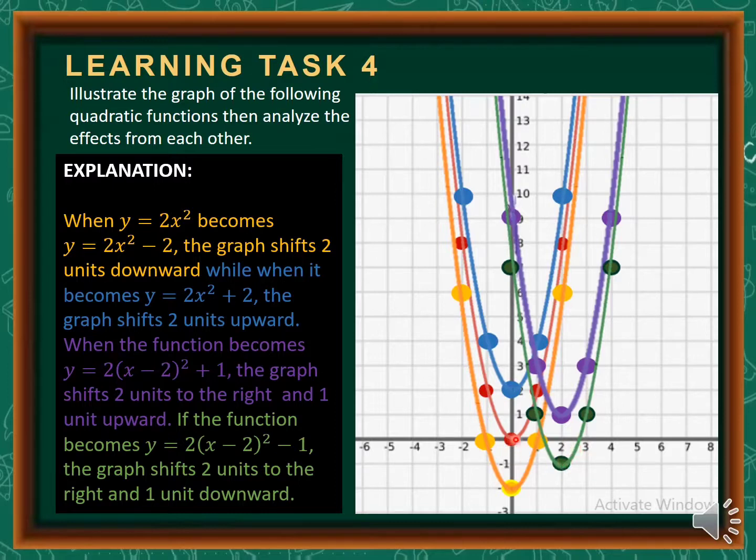And 1 unit downward. Mula dito, 1, 2, then 1. 2 units to the right, and 1 unit downward. Again, 2 units to the right, and 1 unit downward. 2 units to the right, 1 unit downward.